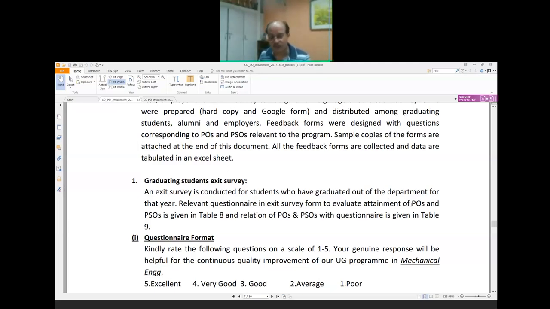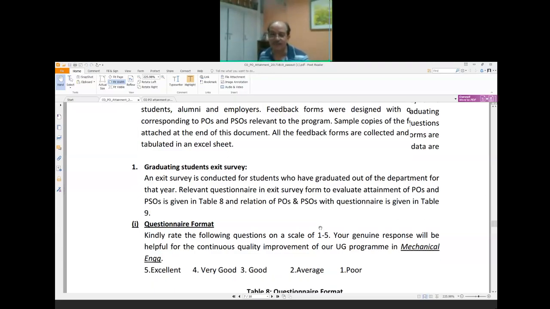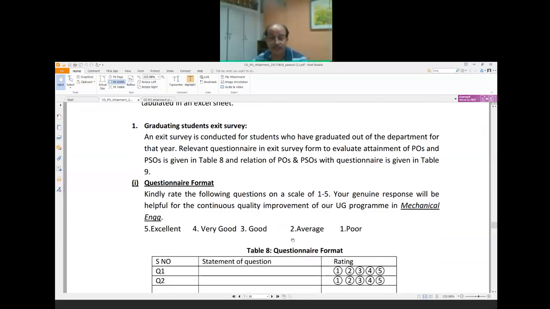Now, corresponding to each of the POs, let's say somebody has to learn the engineering practices. I can ask the student, in your opinion, how will you rate the engineering design component learning? They can rate it 1 to 5. So this is what we see. Again, this is one of the formats which one can think about.